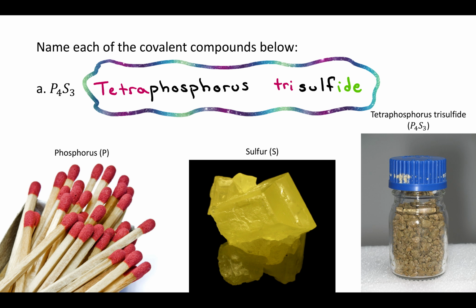So if you take the phosphorus, which is the red stuff at the end of the match, and you combine it in just the right way with sulfur, you'll get tetraphosphorus trisulfide.